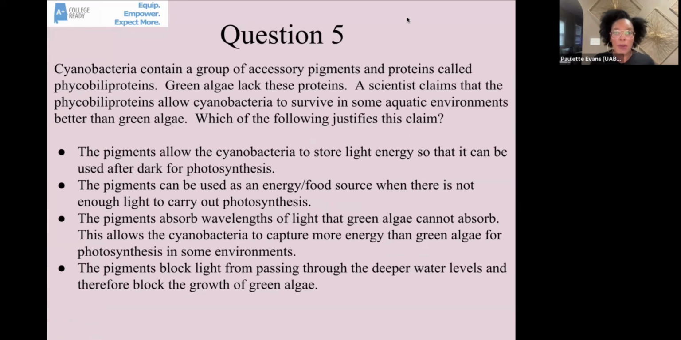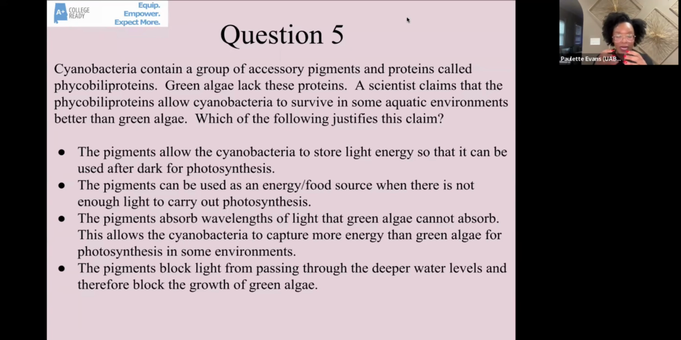Cyanobacteria contain a group of accessory pigments and proteins called phycobiliproteins. Green algae lack these proteins. Okay, so green algae do not have them. A scientist claims that the phycobiliproteins allow cyanobacteria to survive in some aquatic environments better than green algae. Which of the following justifies this claim?